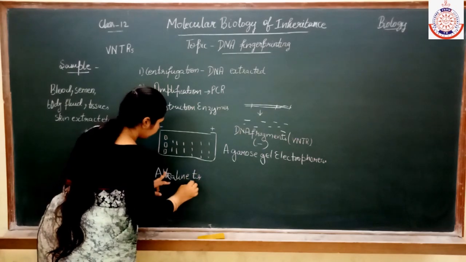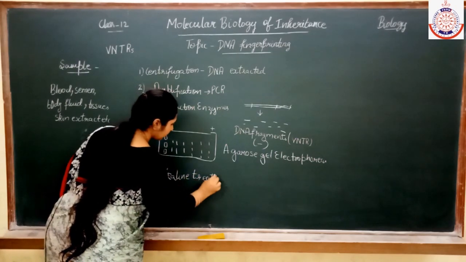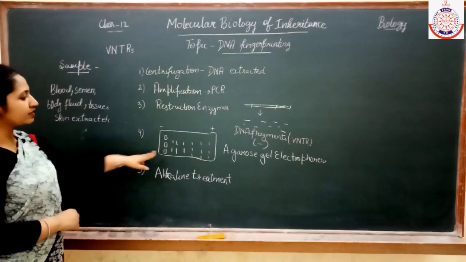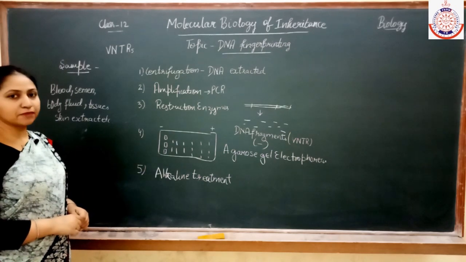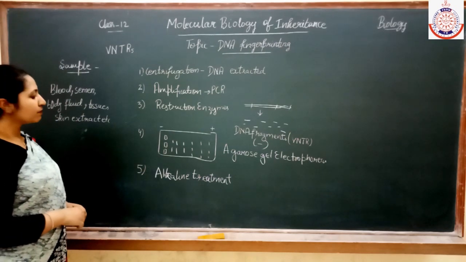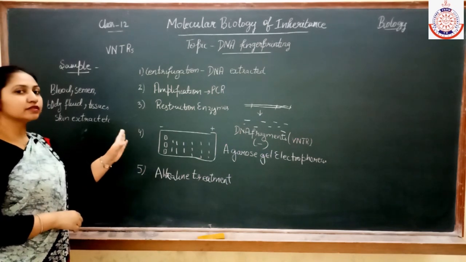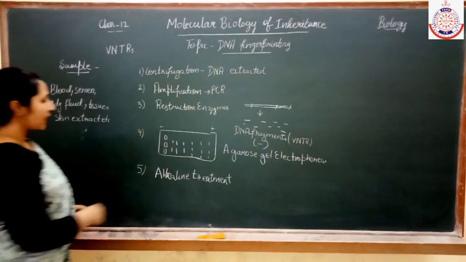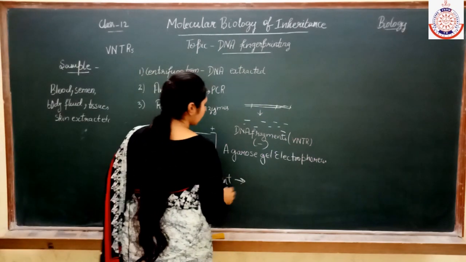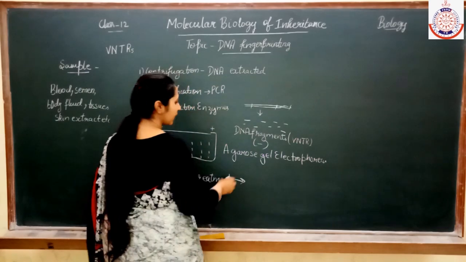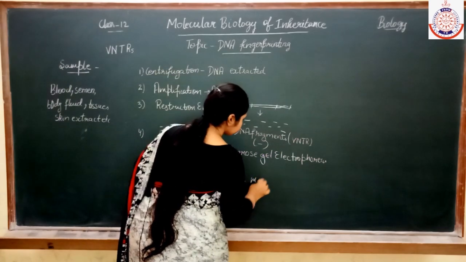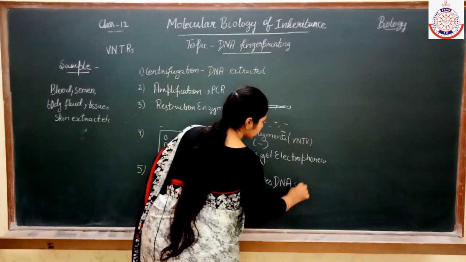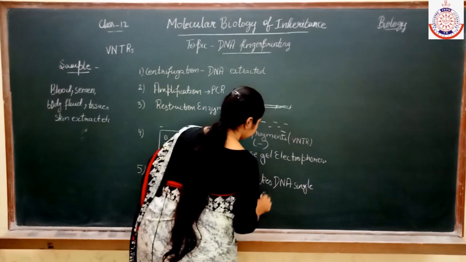Alkaline treatment. Now what is alkaline treatment? Alkaline treatment means that this DNA, this is double stranded. So alkaline treatment converts this DNA into single stranded. So alkaline treatment makes the DNA single stranded.